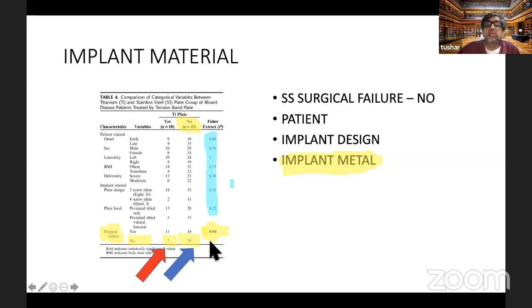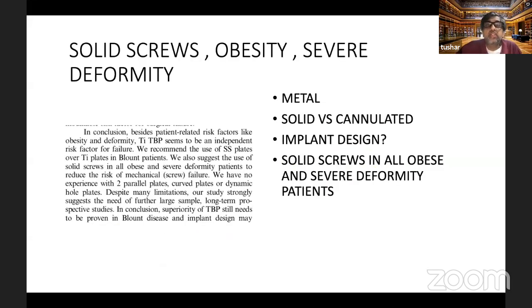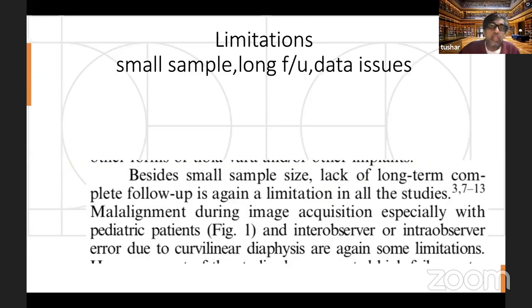So what we are coming to is that they are saying that the metal is very important, and to use a solid screw is very important. They query the implant design. They are not very certain whether the results can be improved by changing the implant design. However, they feel solid screws should be applied in all obese patients with severe deformity. So their final recommendation is that you can continue using 8 plates. However, it should be a stainless steel 8 plate with solid screws if the patient's deformity is of a severe nature and if the patient is obese.